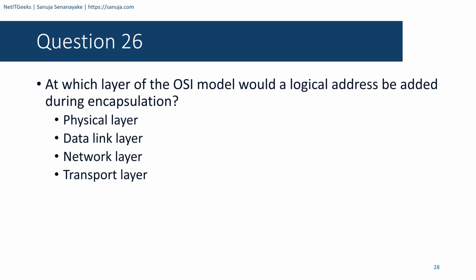Question number 26. At which layer of the OSI model, again we are going back to the OSI model, would a logical address be added during the encapsulation process? In other words, during the encapsulation process in our OSI model, at which layer would you be adding the logical address? Physical layer, data link layer, network layer, transport layer. I will give you a few seconds to think about it, because if you think hard, you can actually answer this question, or you can memorize the OSI model like I mentioned.